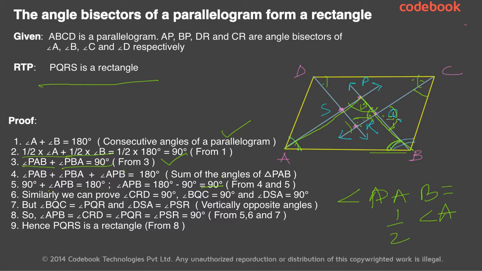But what happens is this angle and this angle tend to be vertically opposite. Same thing here, we will prove this is 90 degrees and then we'll say this is vertically opposite to this one, so this one also is 90 degrees. So that is what we are saying here. So in this way we can say the quadrilateral PQRS is a rectangle.